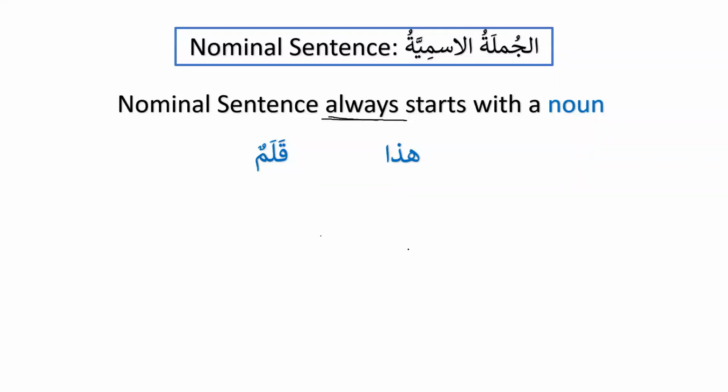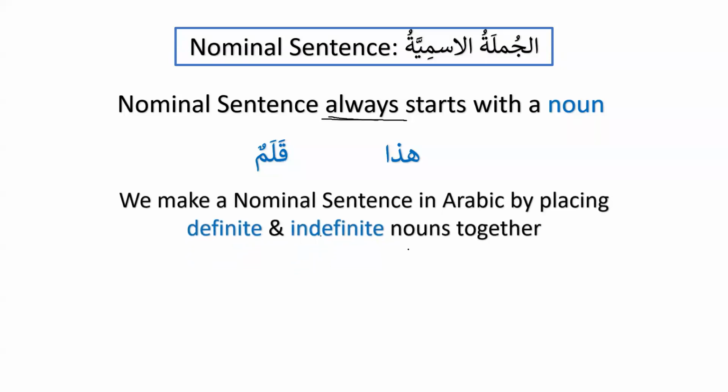So what we will do now, we can make a nominal sentence by placing definite and indefinite nouns together. So when we put a definite and an indefinite noun together, now we will get a complete sentence. Hada is definite, qalamun is indefinite, and this is a pen.